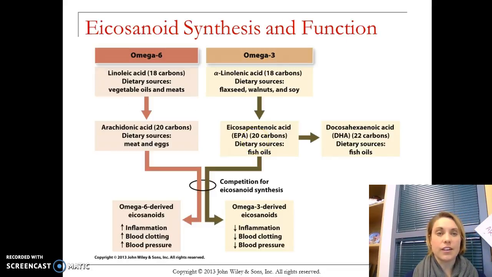As you can see here, our omega-6s and omega-3s are consumed from dietary sources. Omega-6 turns into arachidonic acid, omega-3 turns into eicosapentaenoic acid, or docosahexaenoic acid. And then these are used in order to either increase inflammation, blood clotting, and blood pressure, or decrease inflammation, blood clotting, and blood pressure.